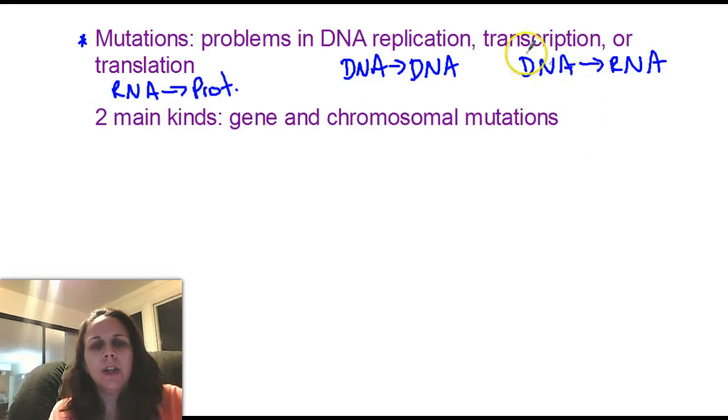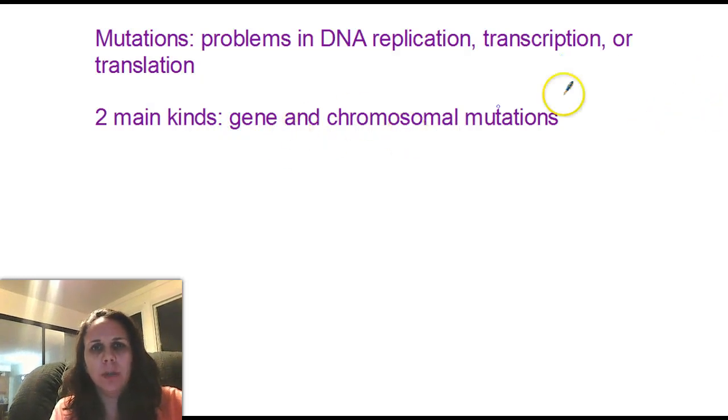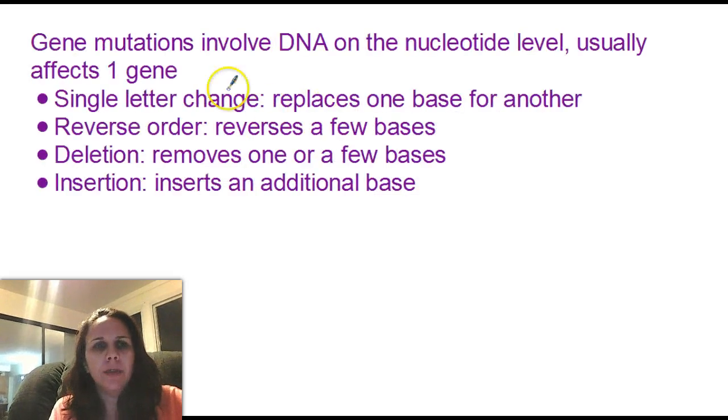Okay, so there's lots of ways to mess up, and all the different ways you can mess up come in two varieties, either gene or chromosomal mutations. Depending on how big the oops is will determine which one we follow. The first one is called a gene mutation. We call it a gene mutation because it usually affects only one gene.